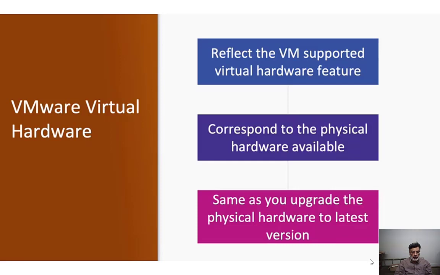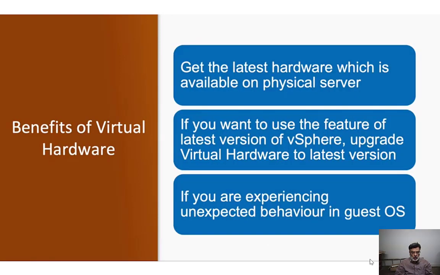not be reflected as 3.0. So what is the reason behind this? Because you didn't update your VMware virtual hardware version. If you want to get the advantage of new hardware versions and new devices, you should upgrade your hardware version. Basically, you get the latest benefits of virtual hardware. Get the latest hardware which is available on your physical server. So whatever hardware you have on the physical server, you should have on your virtual machine.